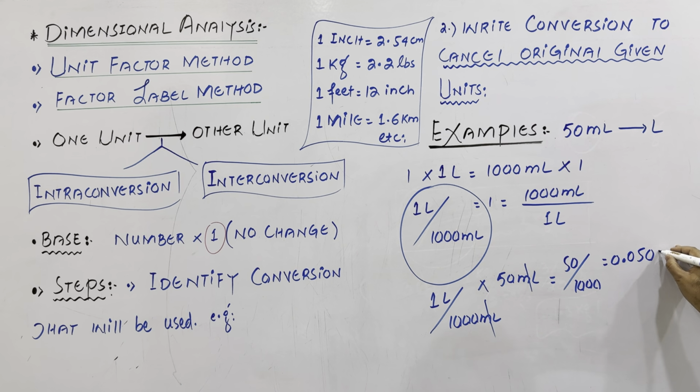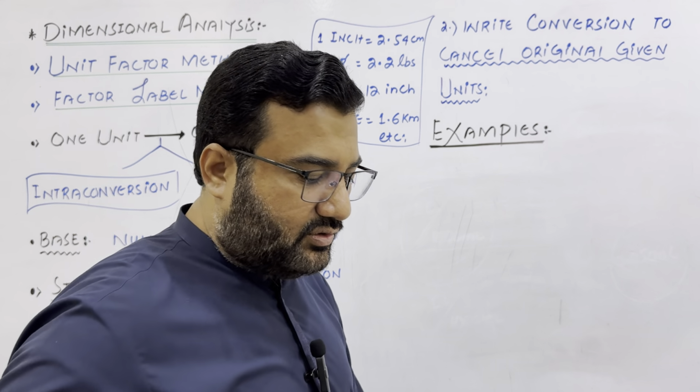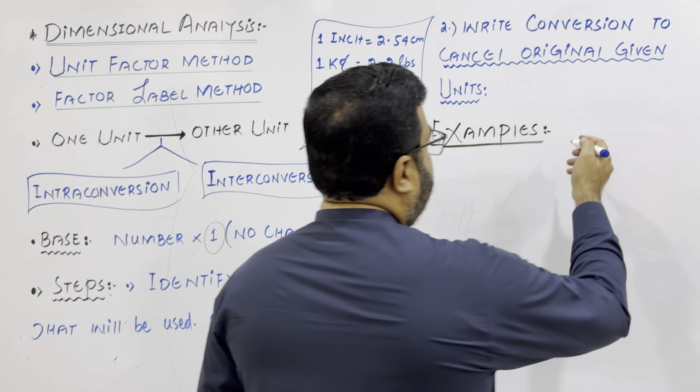Now, both these examples I have just discussed, one, the conversion of pounds into kgs, and second, the conversion of milliliters into liters, are basically the direct conversion of the units into each other. Now let us see two examples of the indirect conversion, and then you yourself will practice some questions at your home on your own.